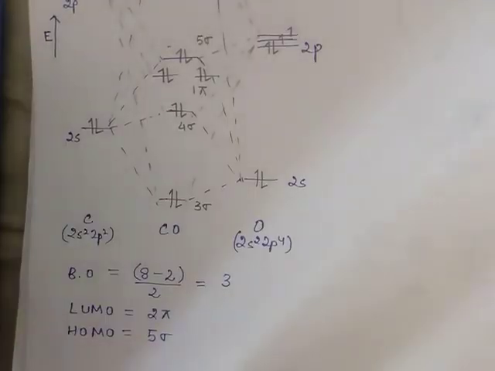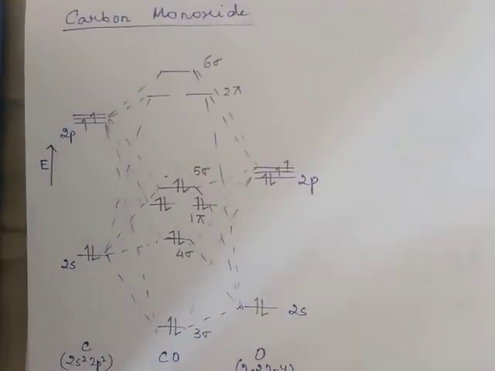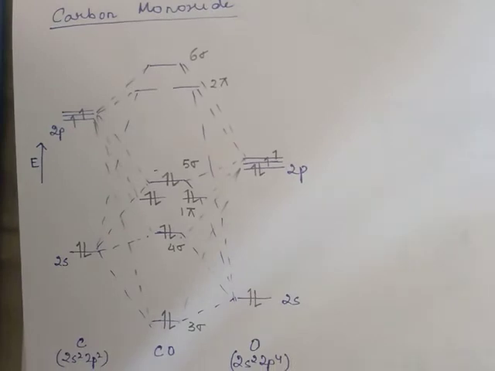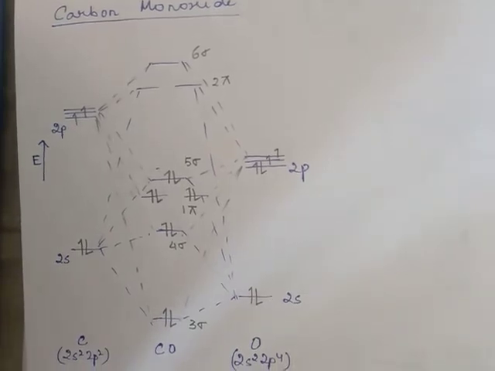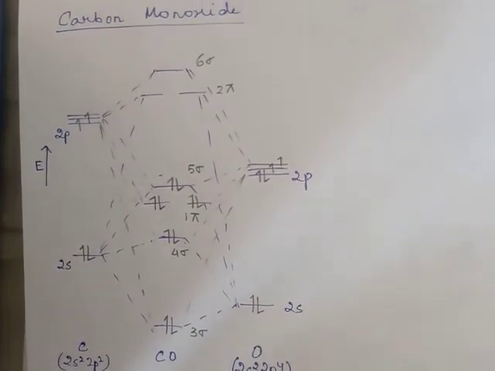Moving on to the next diagram, which is the molecular orbital energy level diagram for carbon monoxide. Here again the 1s orbitals have not been considered because they are internal orbitals, that is they do not contribute to bond formation. They are too low in energy, so they have not been drawn here.